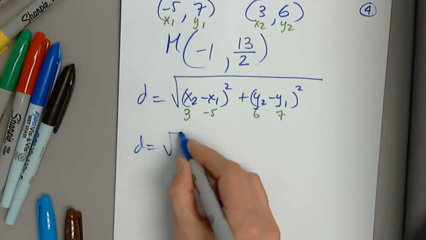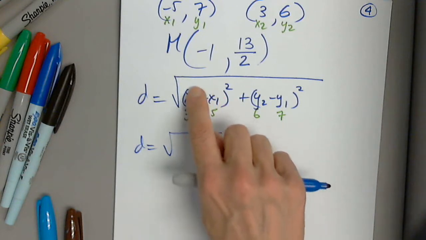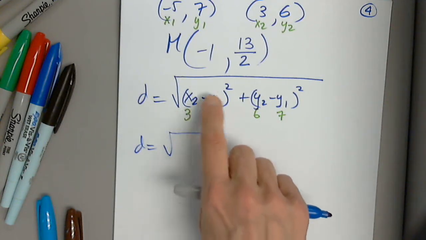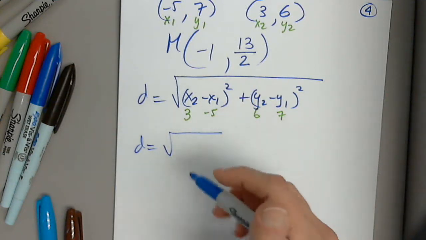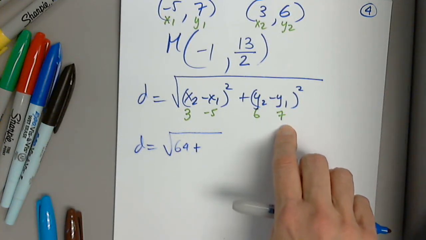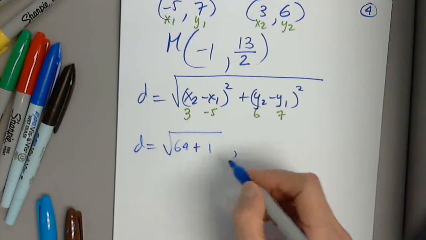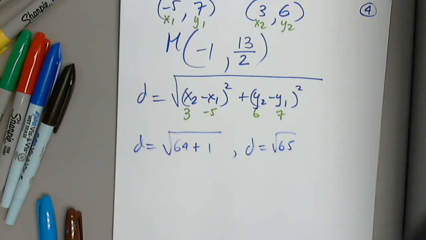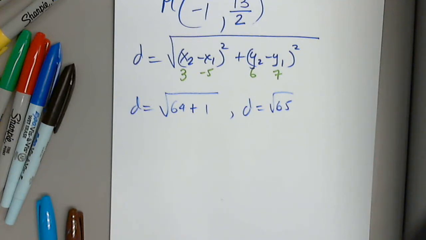So now the distance is the square root. Let's work on this together. 3 minus -5. What do I have inside parentheses? How much? 8. How much is 8 squared? Excellent. Now plus. How much is 6 minus 7? -1. How much is -1 squared? Perfect. So the distance is the square root of 65. That's it. So we can measure the distance between 2 points and get the square root of 65 in this case.